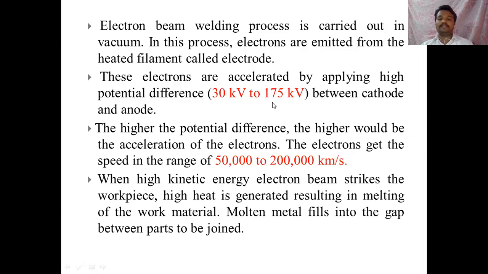The higher the potential difference, the higher would be the acceleration of the electrons. Electrons get a speed in the range of 50,000 to 200,000 kilometers per second. When the high kinetic energy electron beam strikes the workpiece, high heat is generated, resulting in melting of the work material. Molten metal fills into the gap between the parts to be joined.